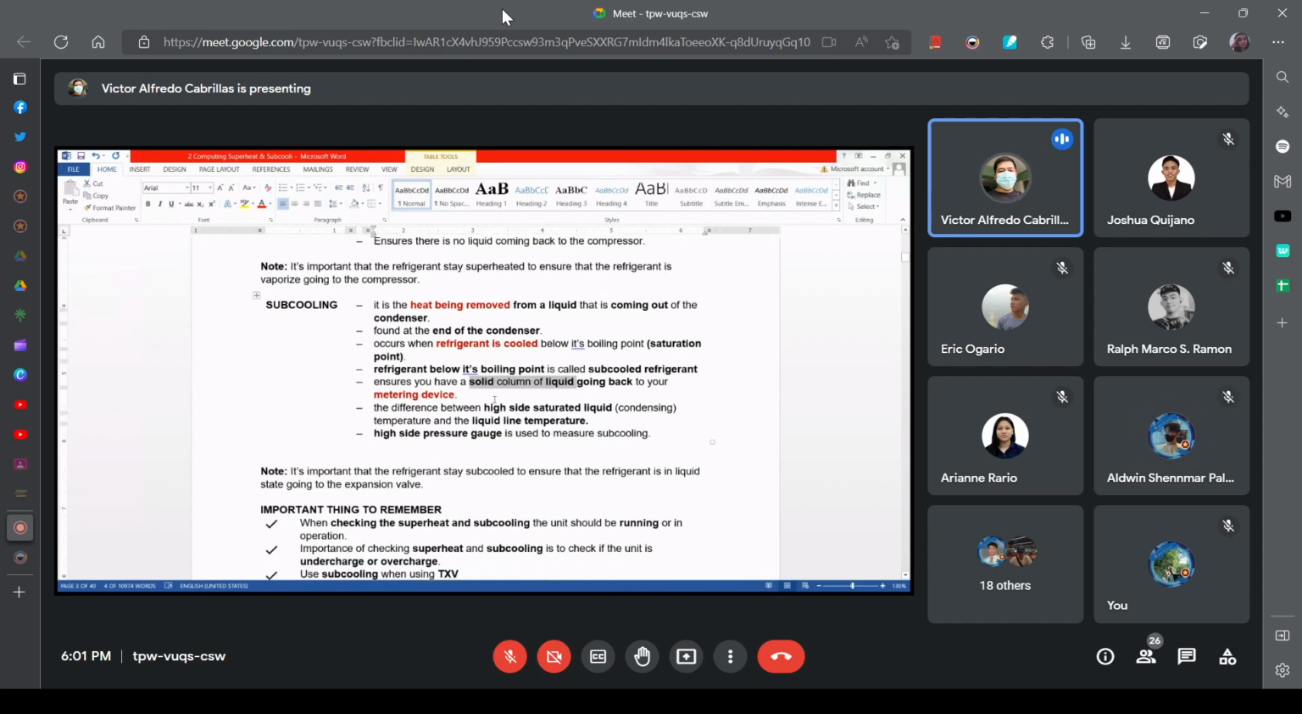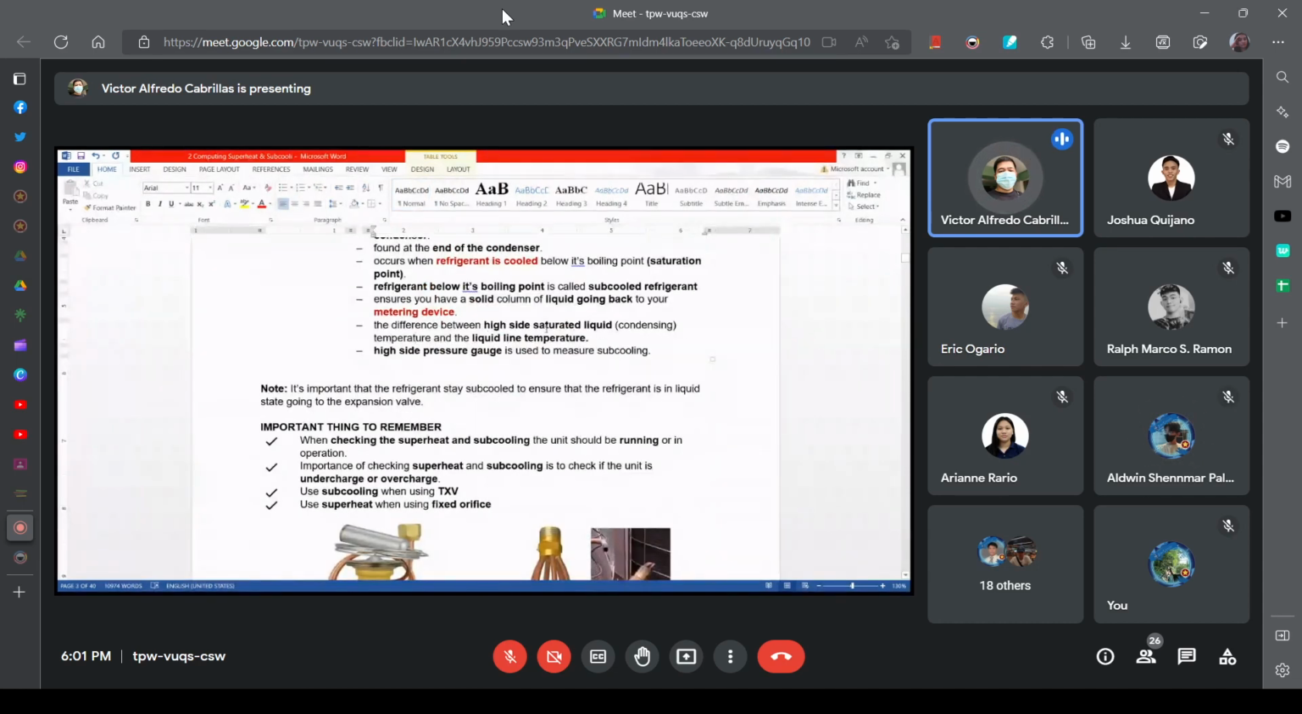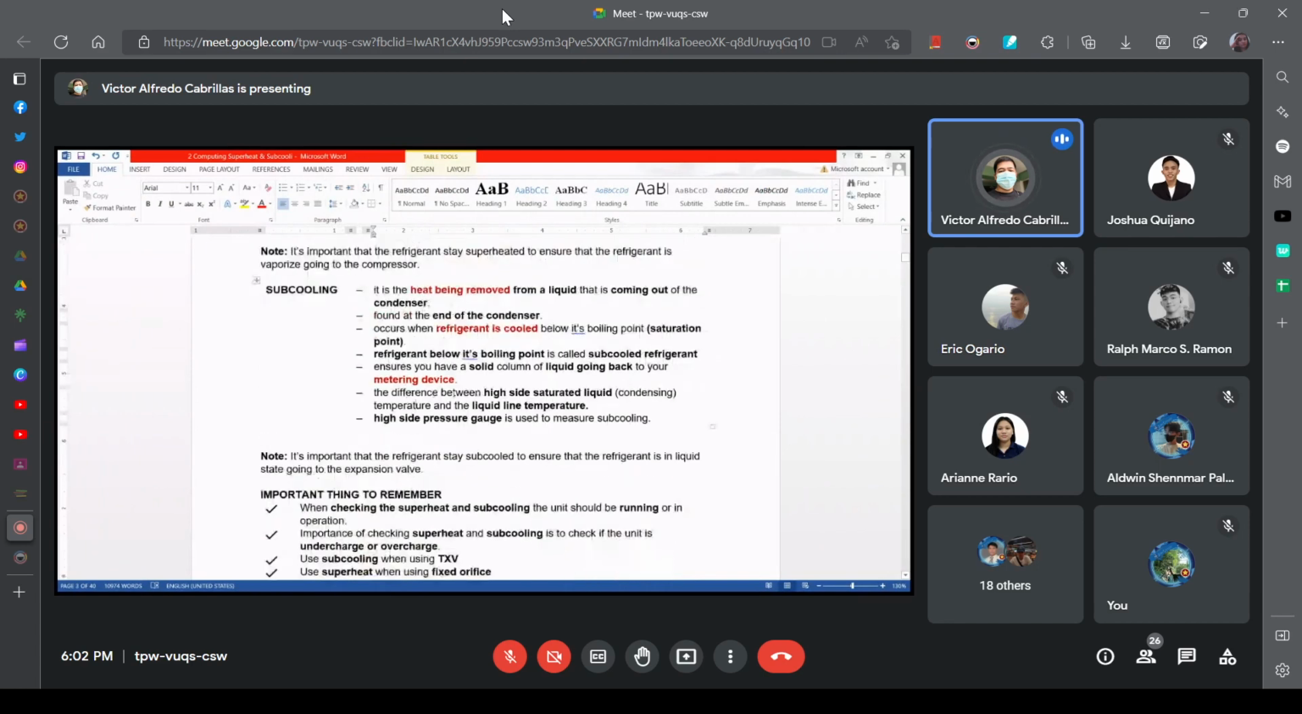Yes, sir. Okay. So the difference between high side saturated liquid temperature and the liquid line temperature. So the difference between high side saturated liquid, that is the condensing temperature, and the liquid line temperature. High side pressure gauge is used to measure subcooling. So yung high side is color red, gauge manifold, yung bilog is color red, dun siya sa high side. Pag blue, dun siya sa low side.